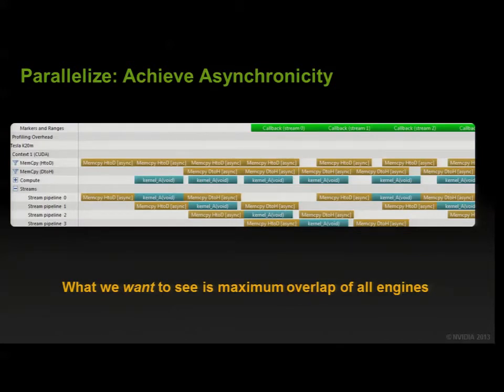So here we have basically gotten maximum overlap of data transfers in both directions and the kernels that execute on the GPU. So this is the picture that you want to have at the end. The mechanism for getting there, we'll talk about tomorrow. That's streams.